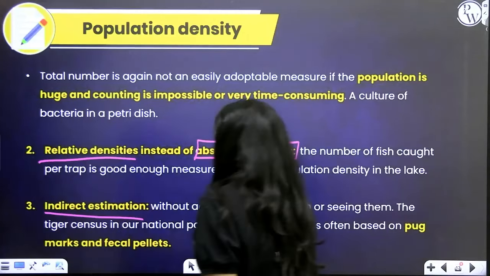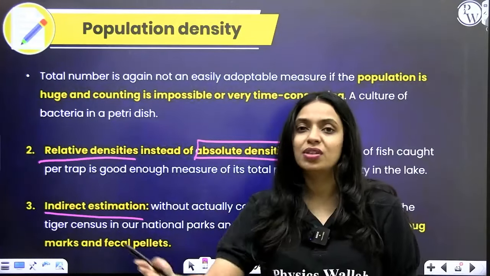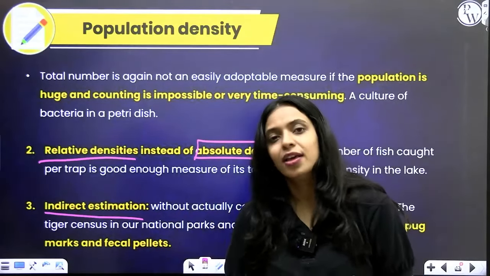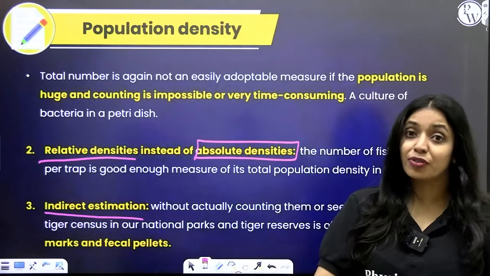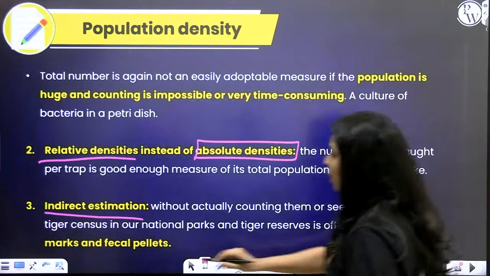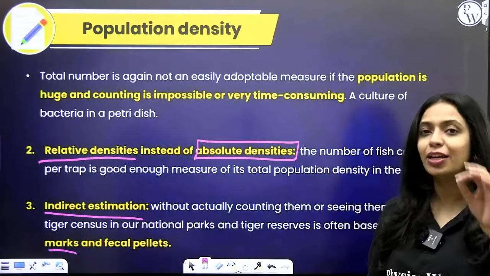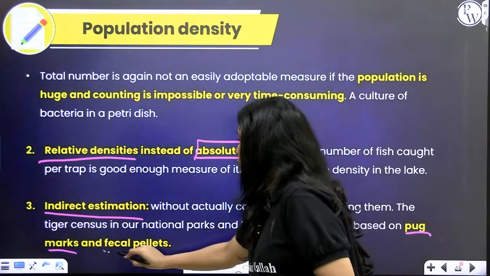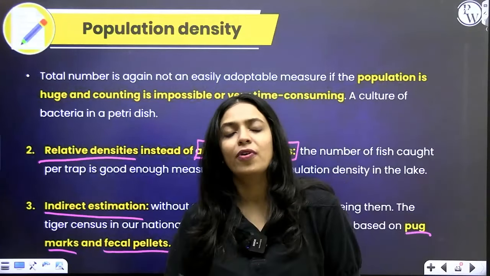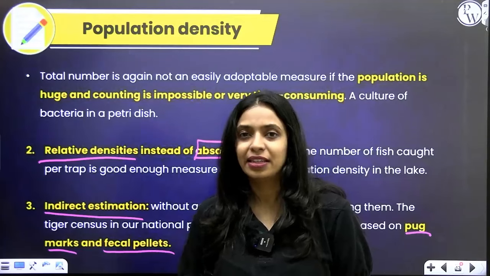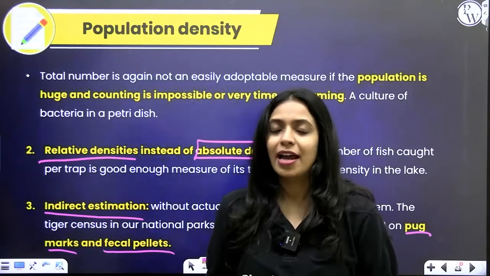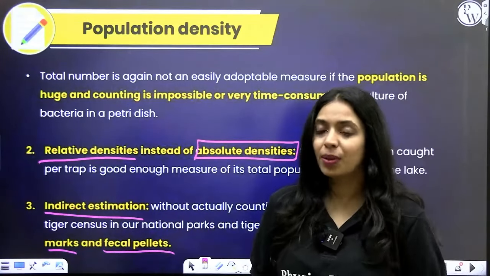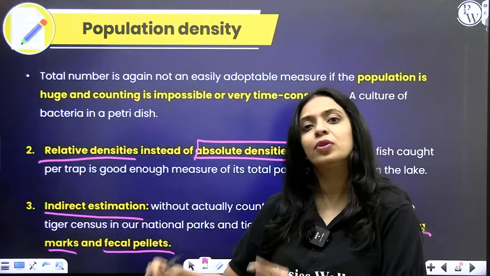Another type is indirect estimation, which is what they employ when they do this tiger census and all of that. Because you can't always go near a tiger and count, right? So what they do indirectly to measure the number of tigers is look at its pug marks. Pug marks apparently are unique to every tiger and change with age. So they will check the pug marks and also fecal pellets. The excreta of these tigers are collected and they do some DNA tests on it and find out how many tigers are present in an area. So these are the different methods that you could employ to measure population density instead of numbers alone.